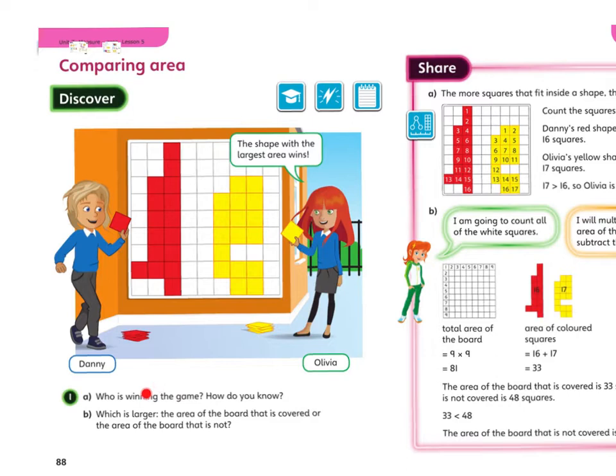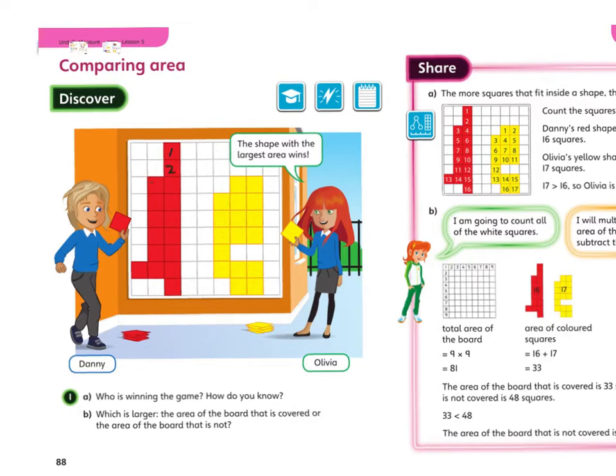Question A, who is winning the game? How do you know? So we've got Danny playing for the red team, getting his red squares on there. We've got Olivia, she's got the yellow squares, and she says the shape with the largest area wins. So how do we know who's winning the game at the moment? Well, one way, and probably the best way for these types of shapes, these rectilinear shapes, is counting the squares. So let's count the squares.